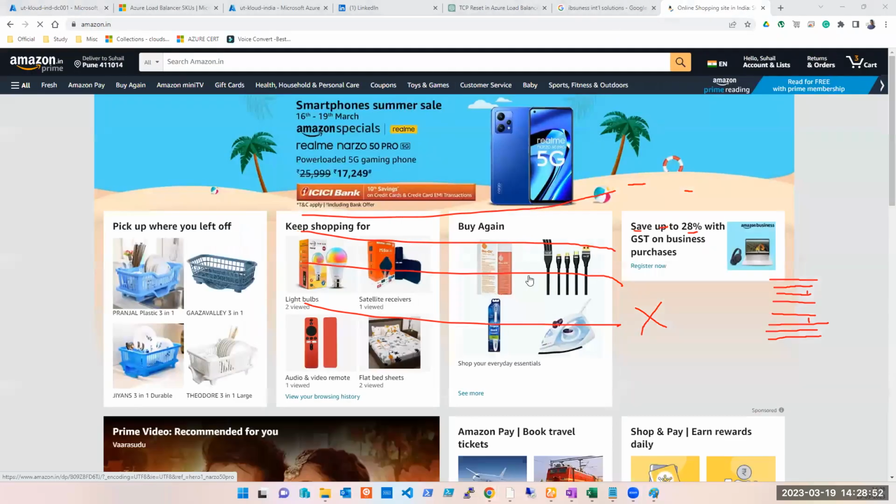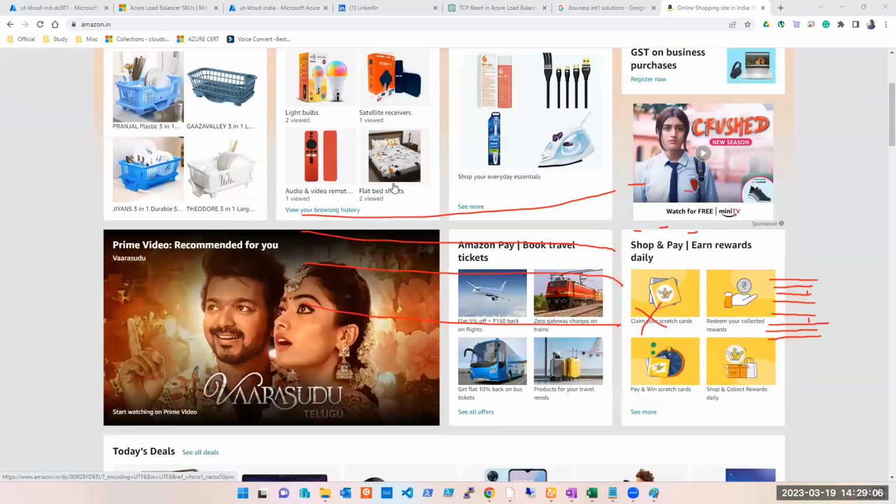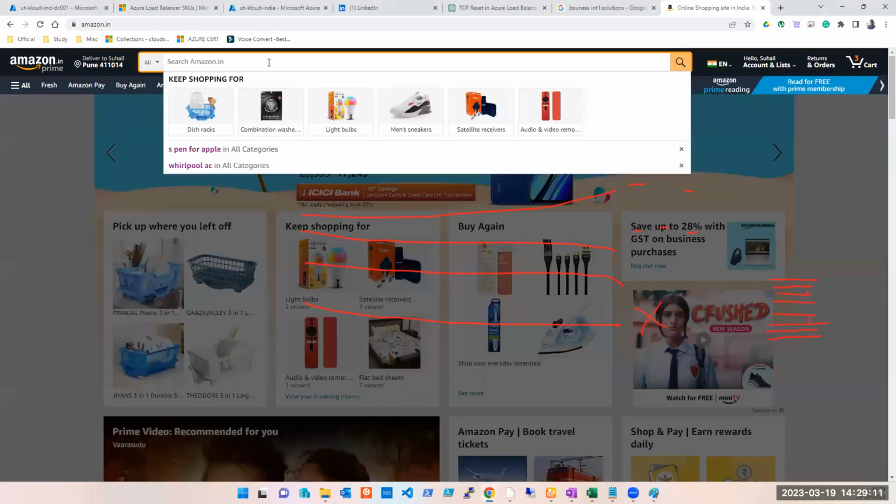Okay, guys, can you see this page now? Amazon. This page is hosted on a server. That's all. Only this page is hosted. The moment I click anywhere, let's say I click here, I want to search some item.